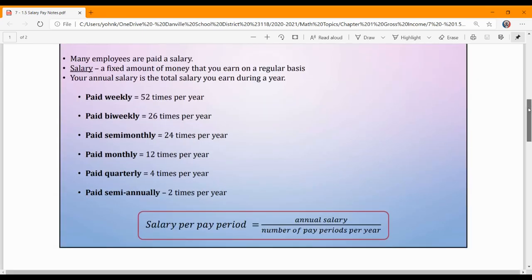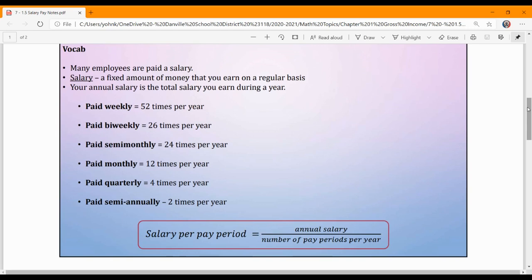All right, here's your vocab for today. Many employees are paid a salary. This is a fixed amount of money that you earn on a regular basis. Your annual salary is the total salary you earn during a year. So, a single year. If you get paid weekly, you're going to get 52 paychecks per year.